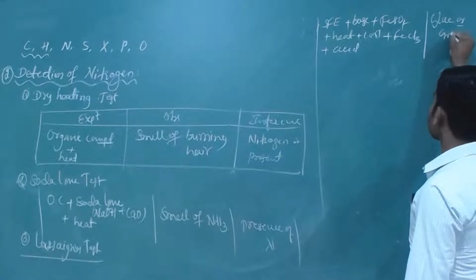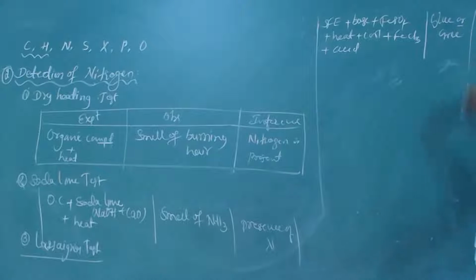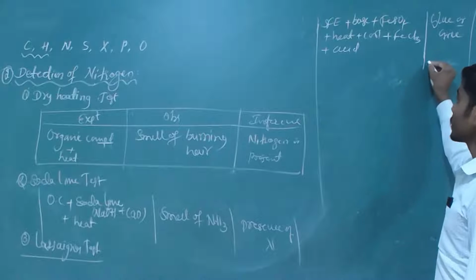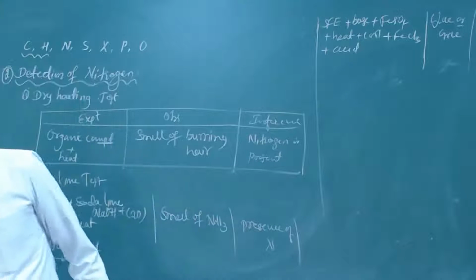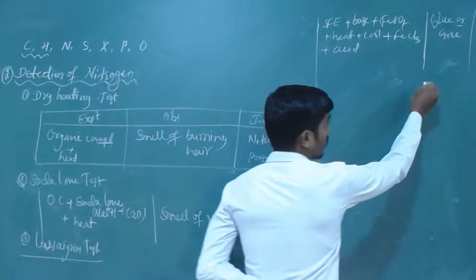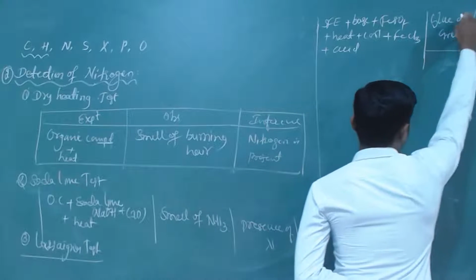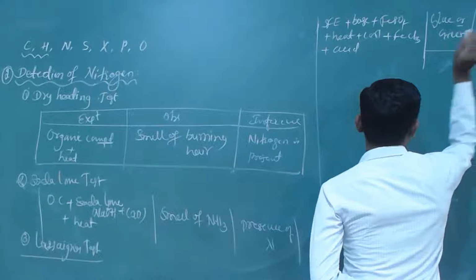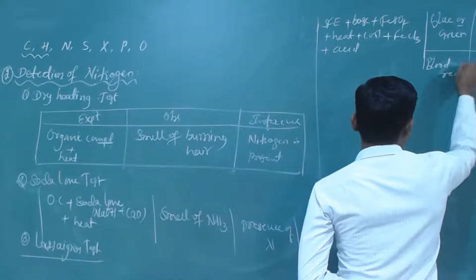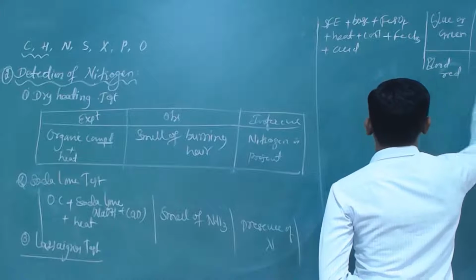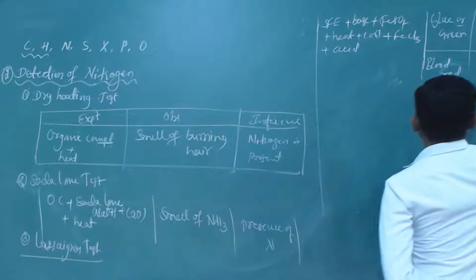Blue or green indicates the presence of nitrogen. If it is another color, which color is it? Blue or green? Blood red. If you are getting only blue or green, this indicates the presence of nitrogen. If you are getting blood red color, this indicates the presence of nitrogen plus sulfur.